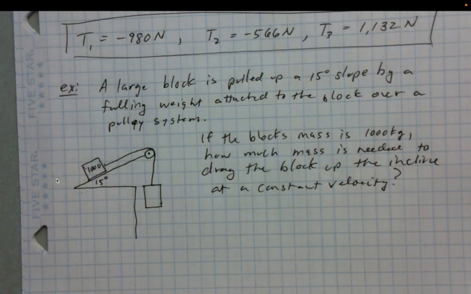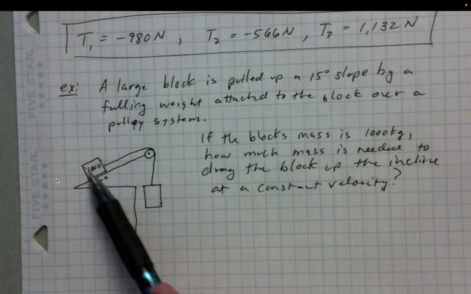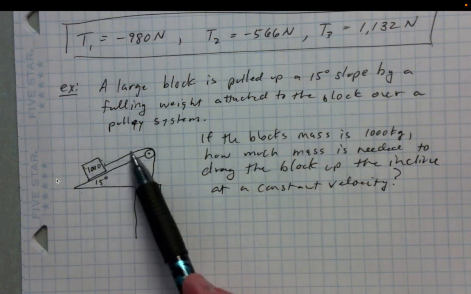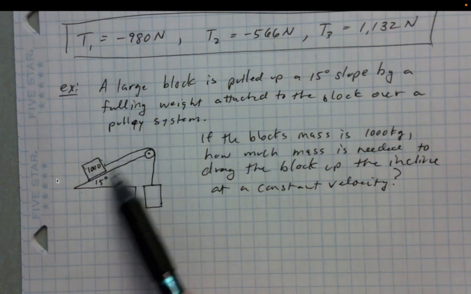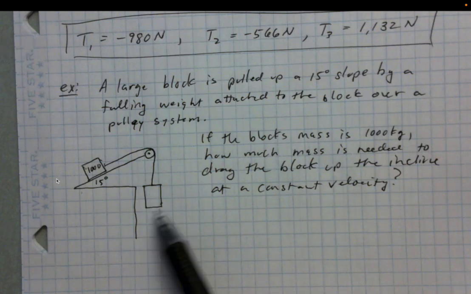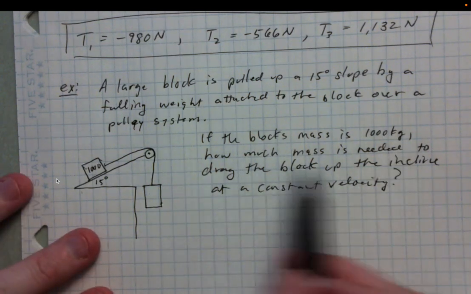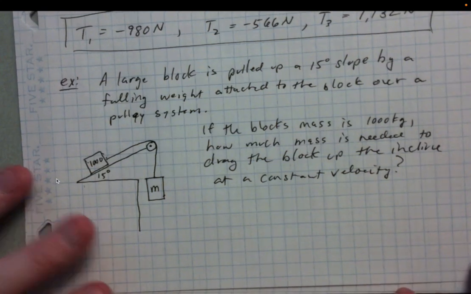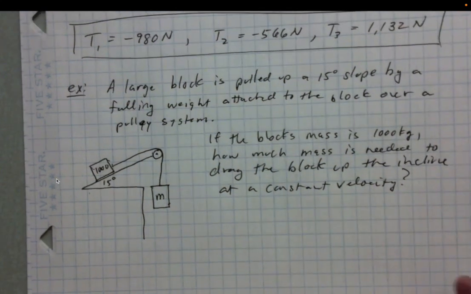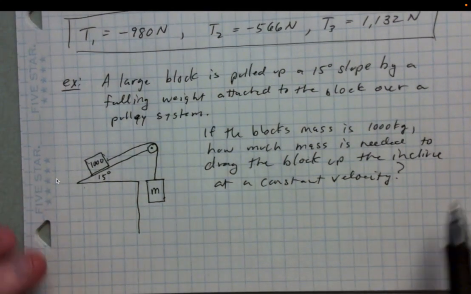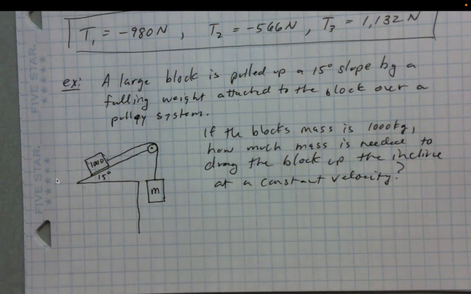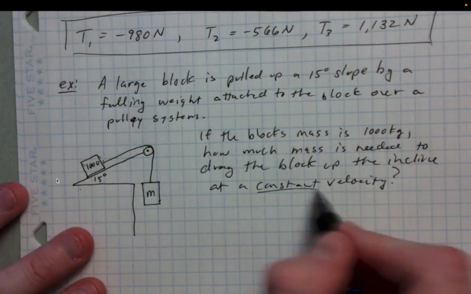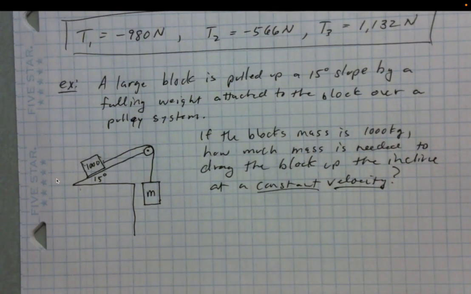So we're told that this block is on this incline. It's being dragged up through the mechanism of this weight through this pulley. And the question is, what does the mass of this thing here need to be in order to have the system be in equilibrium? Now, it does say that the block is moving up the incline, but it says that it's moving with constant velocity, which means it's in equilibrium, right? It's not accelerating.